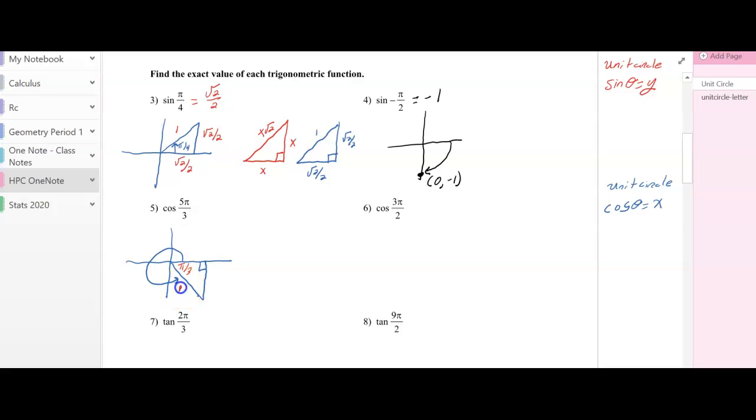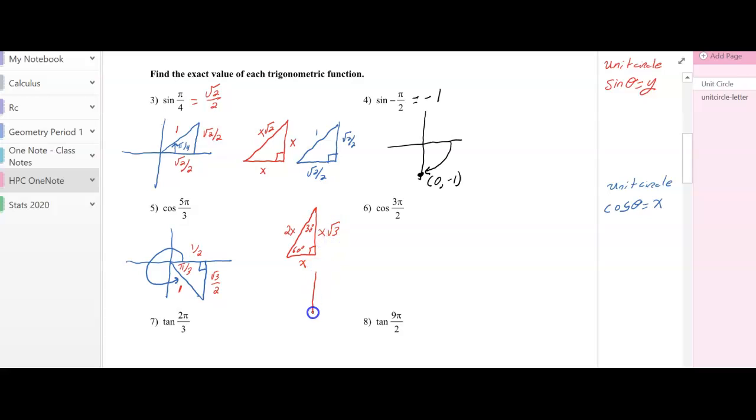I labeled my hypotenuse 1. π/3 is the same as 60 degrees. So I know this side is 1/2, and this is √3/2. So I'm going to draw the 30, 60, 90 here that you learned in geometry. When you have a 30, 60, 90, you learned that the hypotenuse was 2x, across from the 30 was x, and across from the 60 was x√3.